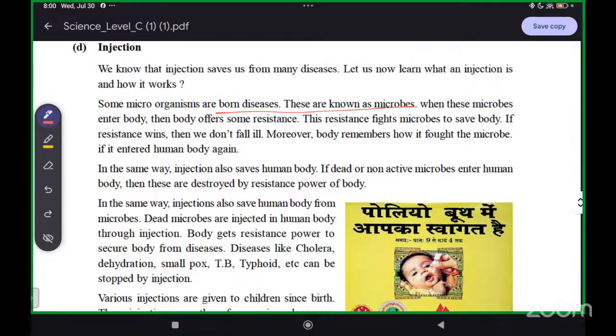So this is the resistance our body shows; the cells fight from inside. If they win, then we will not fall ill. But if they don't, then we will fall ill. And even if we don't fall ill, they remember how our body should protect itself or fight them next time.